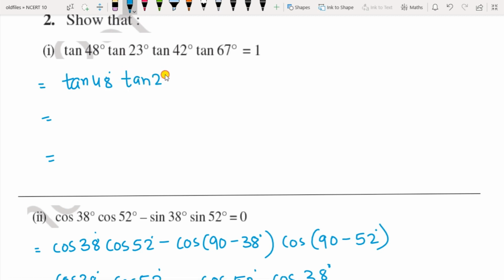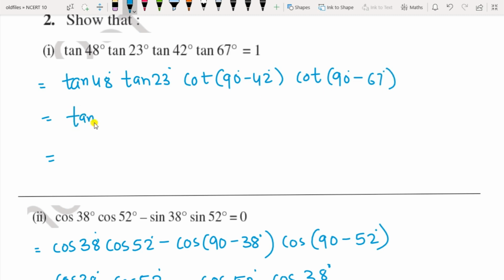Then tan of 23. Now instead of this tan, I will change it to cot. So cot of 90 minus 42, and for this also cot of 90 minus 67. Now this will be tan of 48 multiplied by tan of 23. This will be cot of 48 and cot of 23.